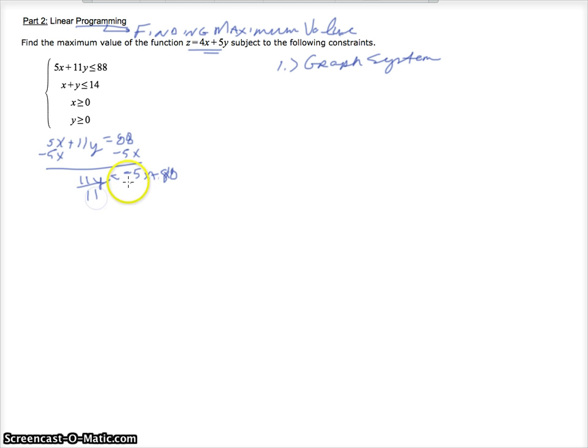Then I'm going to divide by 11 on both sides so that I get y equals negative 5/11 x plus 8. So let's make this one y equals negative 5/11 x plus 8. And this one's easy. This is greater than or equal to. This equation's easy. It's going to be y is less than or equal to negative x plus 14. So now I go graph these.